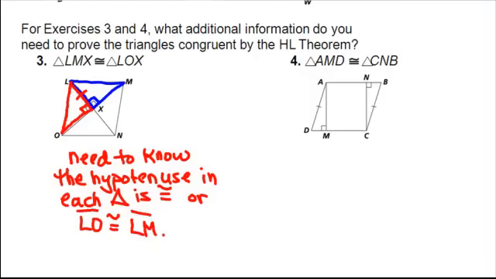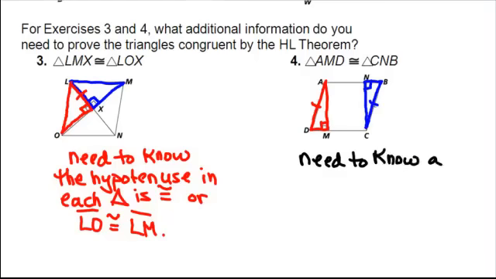Okay, what about number 4? Triangle AMD. AMD obviously is a right triangle. I know that. And I also know the hypotenuse is marked. Now take a look at that compared to triangle C and B. Again, it's definitely a right triangle with the hypotenuse marked. I would need to know a leg is congruent. Does it matter which leg? No, it does not. But I would need to know a leg is congruent.